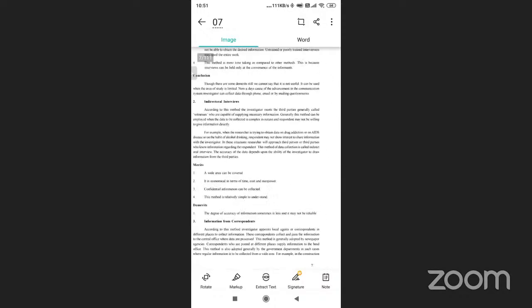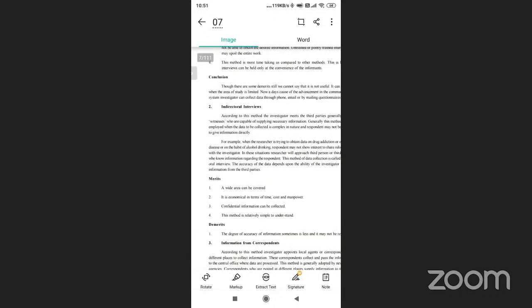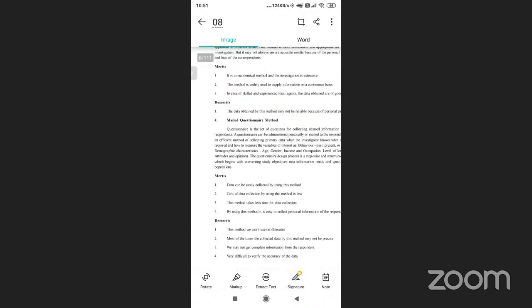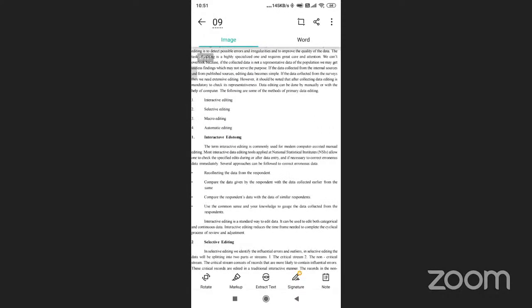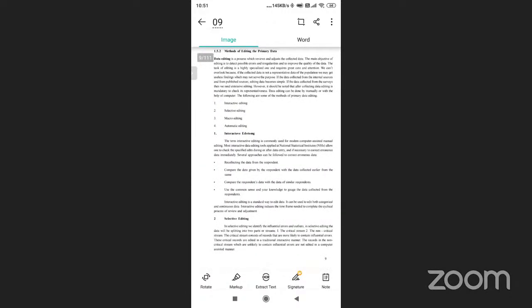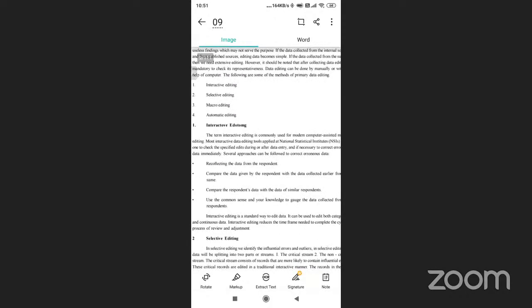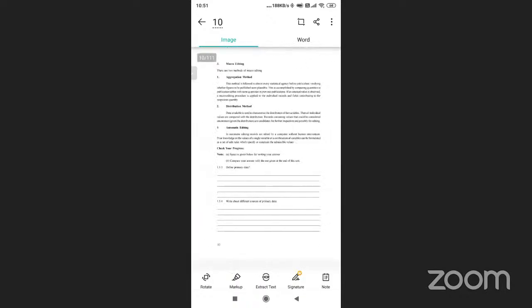Now coming to second, indirect interviews. Now third one is information from correspondents. Number 4 is mailed questionnaire method. Number 5 is methods of editing of primary data: interactive editing, selective editing, micro editing, automatic editing.